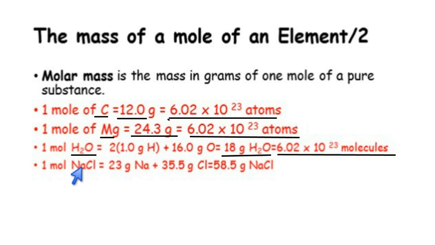Let's look at sodium chloride. Again, I look on the periodic table. The mass of sodium is 23 grams. Mass of chlorine is 35.5. I add them up. So 1 mole of sodium chloride is 58.5 grams. And if I would weigh that, I didn't write it on here, but it'd be 6.02 times 10 to the 23rd molecules. So we would use these equivalents as conversion factors, just like we would use 1 hour equals 60 minutes, 1 minute equals 60 seconds to convert between hours and minutes or minutes to seconds.